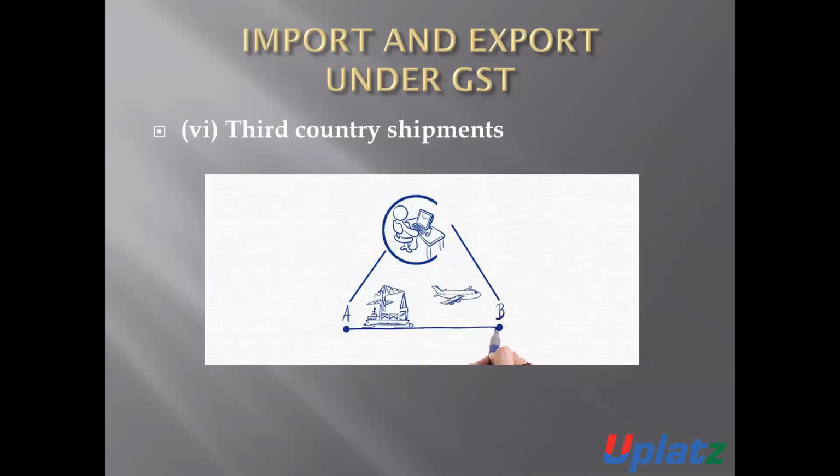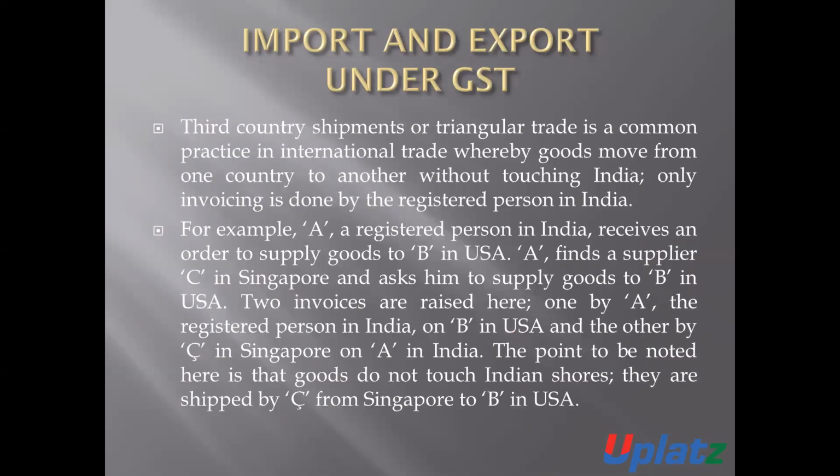Third country shipment. Now we will discuss third country shipment. What is the meaning of third country shipment? Third country shipment or triangular trade is a common practice in international trade, where goods move from one country to another without touching India.